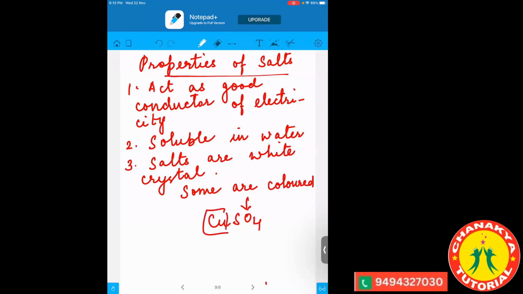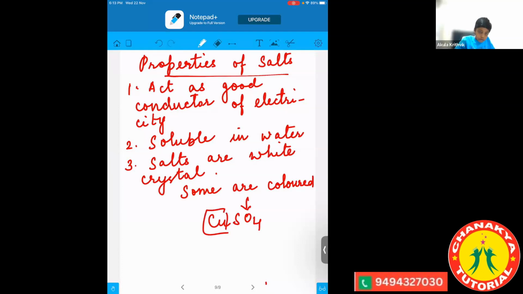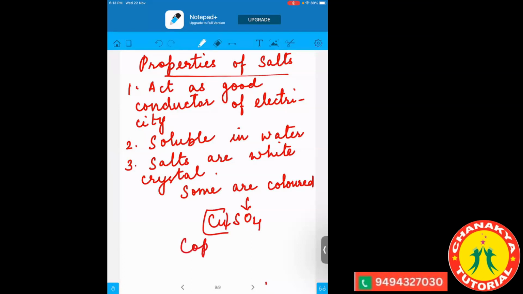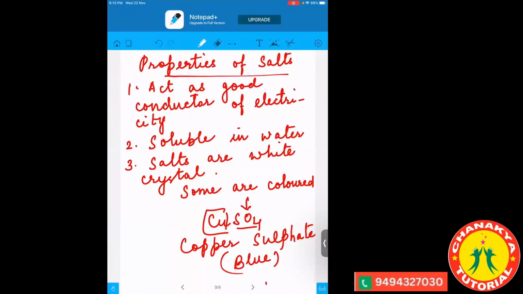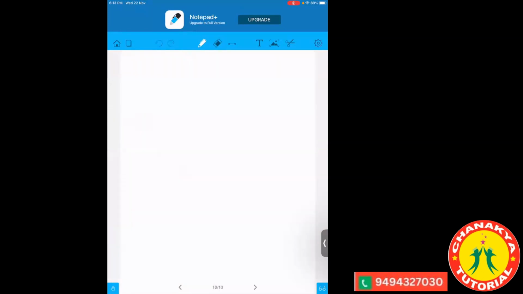What is Cu? Calcium cupric sulfide. No. It is copper. Cu stands for copper and SO4 is sulfate. So copper sulfate is generally blue in color. They have blue crystals actually. Fine. So some salts are white in color and some are colored, like copper sulfate, which is blue. So that's about the properties of salts.